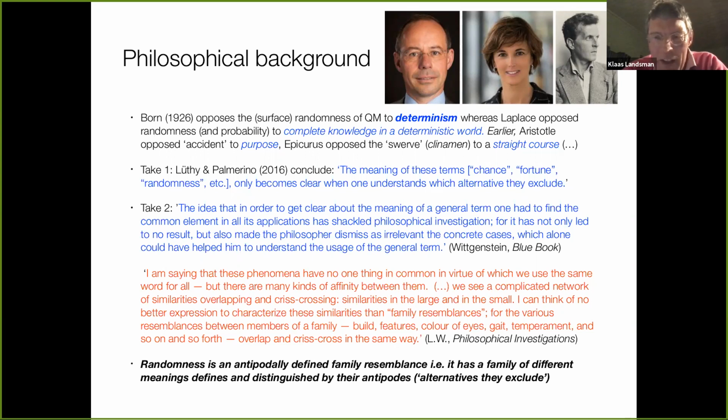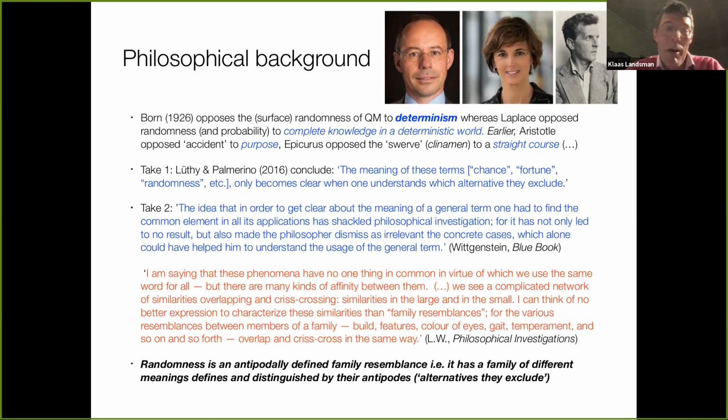And later in the Philosophical Investigations, this is sort of resolved by his idea of a family resemblance, which he used initially in the context of a game as his leading example, then of a language game, but I think which applies perfectly well also to the notion of randomness. Here, I'm saying that these phenomena have no one thing in common, in virtue of which we use the same word for all, but there are many kinds of affinity between them. We see a complicated network of similarities overlapping and crisscrossing, similarities in the large and in the small. I can think of no better expression to characterize these similarities than family resemblances. For the various resemblances between members of a family, build, features, colors of eyes, gait, temperament, and so on and so forth, overlap and crisscross in the same way.